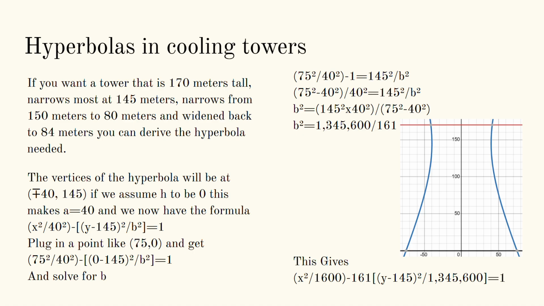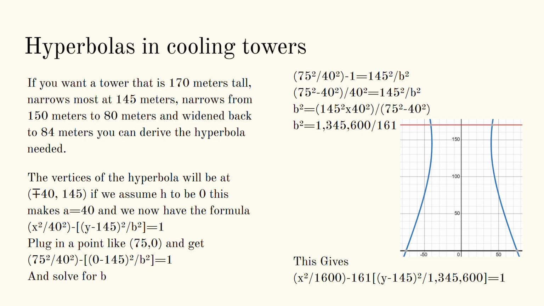This is all that you need in order to determine what the formula of this hyperbola should be. First, we can identify the vertices. The vertices will be at this narrowest choke point, and we will assume h to be 0, such that the graph is centered at the center of this tower.